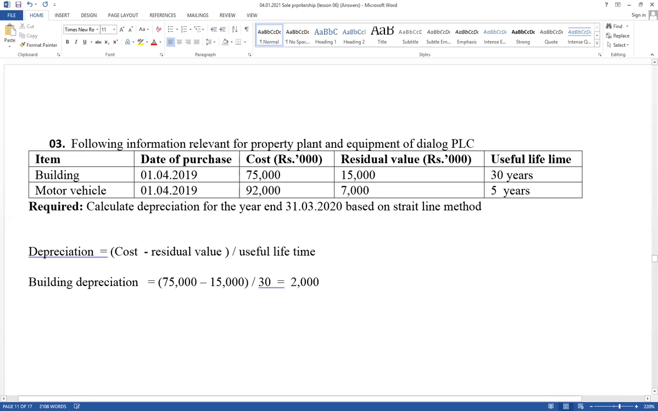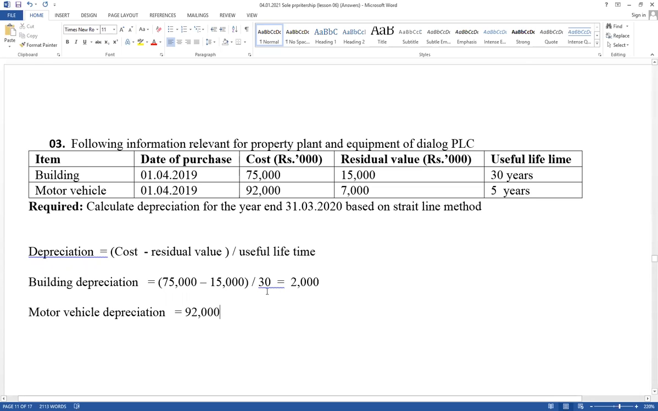Motor vehicle also same way. Motor vehicle depreciation, lifetime is given 5 years. Therefore, motor vehicle depreciation equals cost value 92,000 minus residual value, divided by useful lifetime, on a straight line basis. Think about it, it has been given as an adjustment on the financial statement. This is given as an adjustment, like the numbers we prepared earlier. Therefore, you have to know how to calculate and how to record.